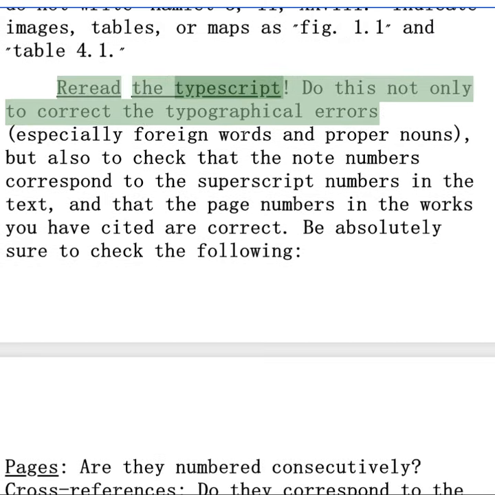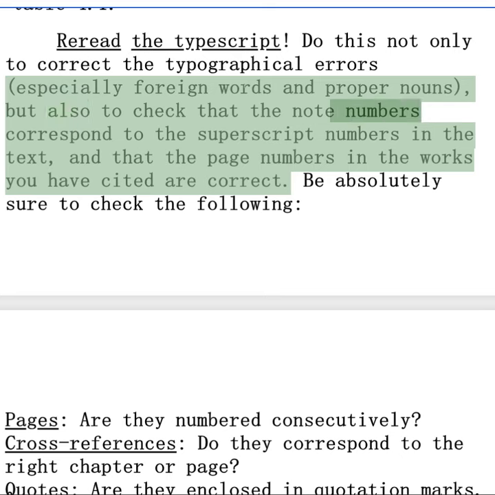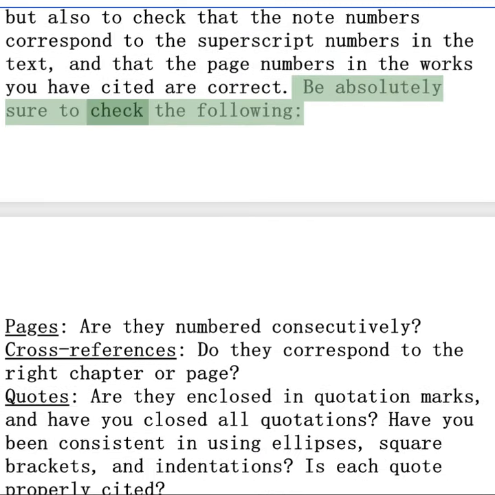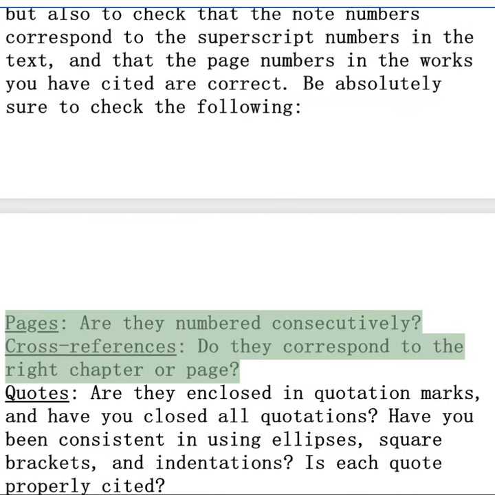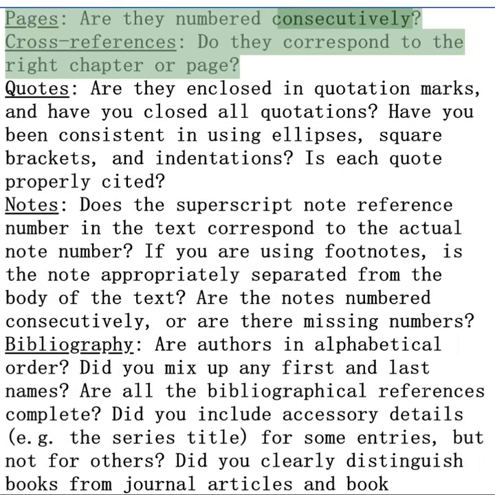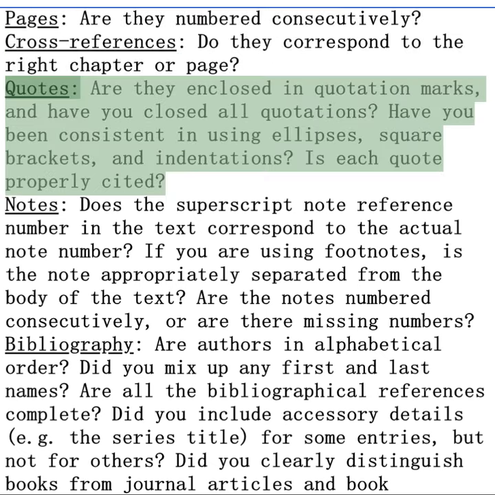Reread the typescript. Do this not only to correct the typographical errors, but also to check that the note numbers correspond to the superscript numbers in the text and that the page numbers in the works you have cited are correct. Be absolutely sure to check the following. Pages: are they numbered consecutively? Cross-references: do they correspond to the right chapter or page? Quotes: are they enclosed in quotation marks, and have you closed all quotations?